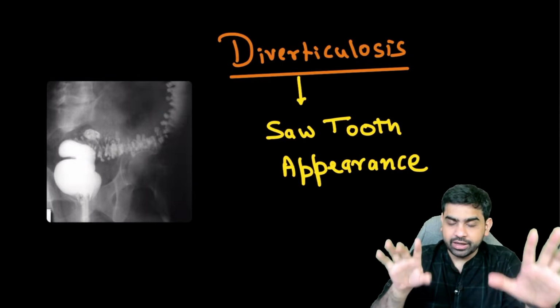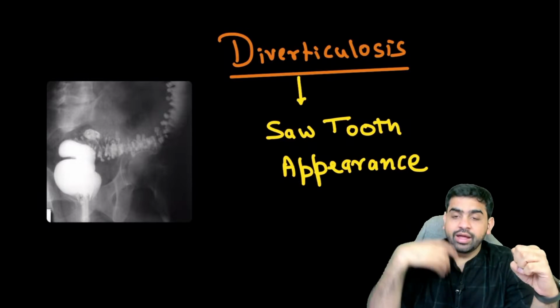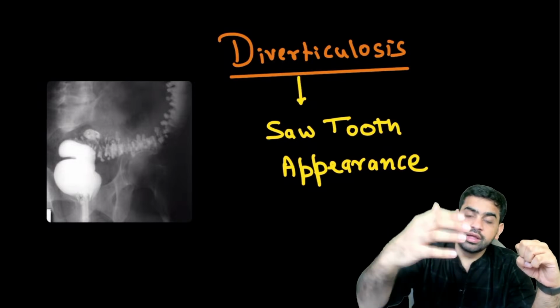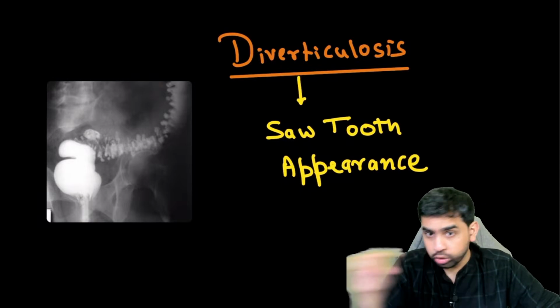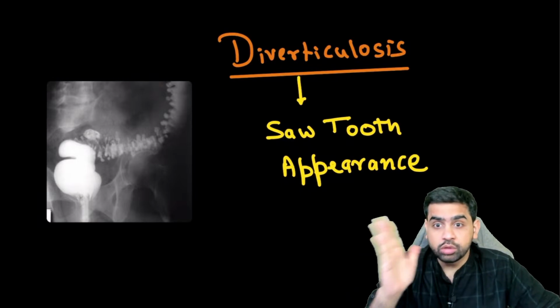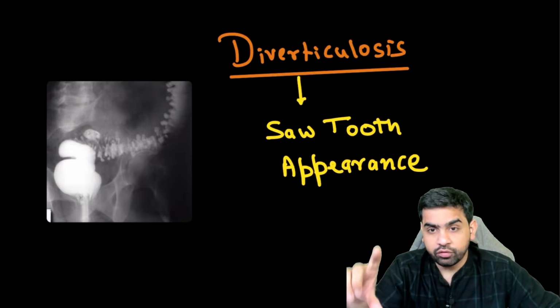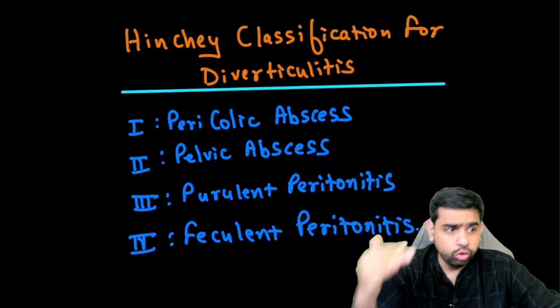Now you give the antibiotics and everything, that inflammation goes down, that diverticulum heals, and over a period of time, what happens? There is a fistulous communication between the urinary bladder and the colon. So this is what is called a colovesical fistula. So for diverticulitis, the most common complication is a fistula, and the most common fistula is the colovesical fistula.